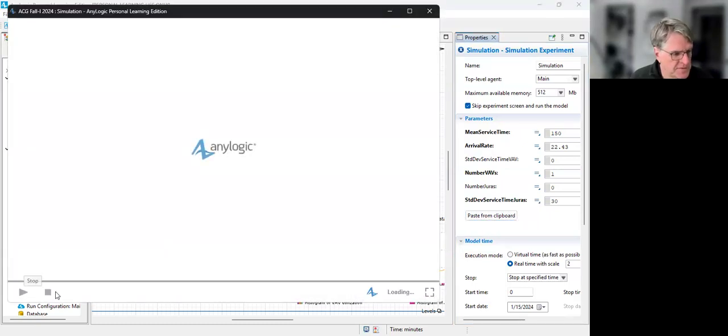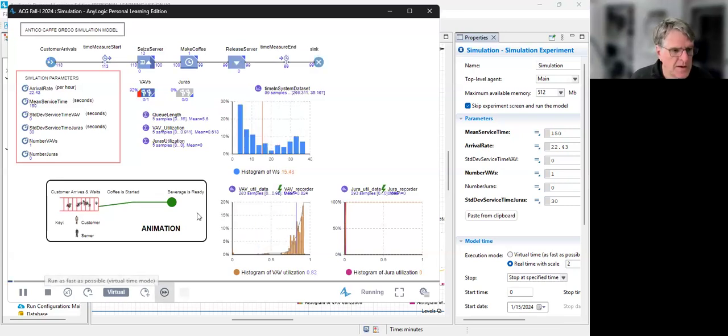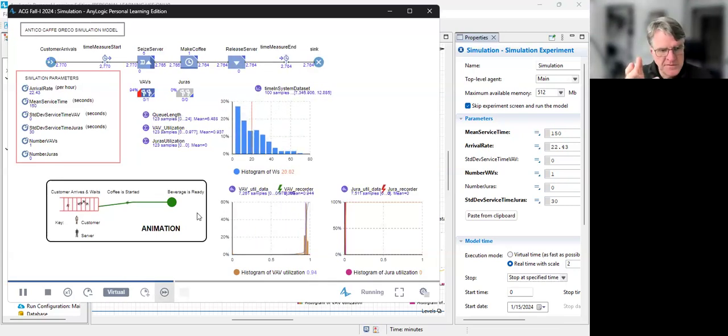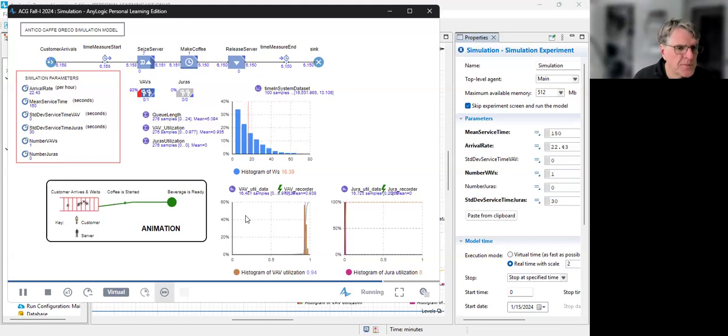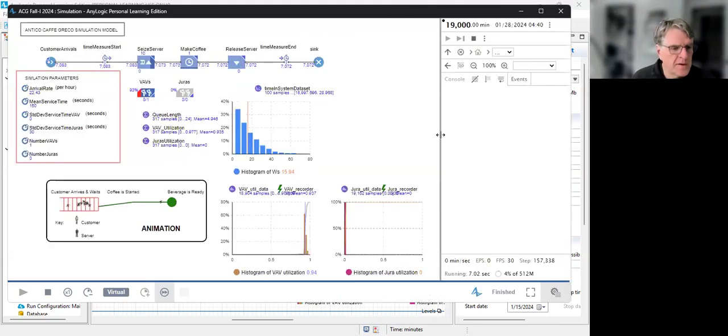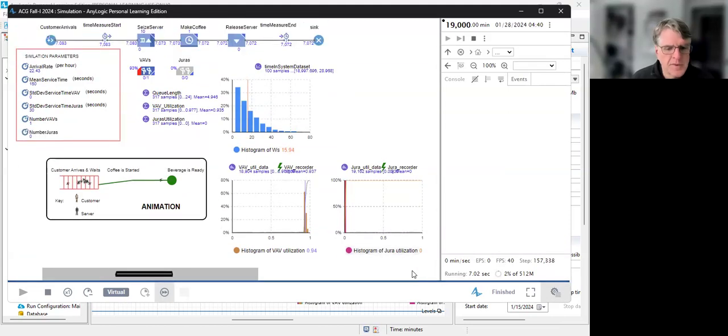Run this to completion. So 1 VAV, 30-second standard deviation. These are the untrained baristas. And just make sure we're at time. We're at time 1594 day. You can't quite see the utilization on that.